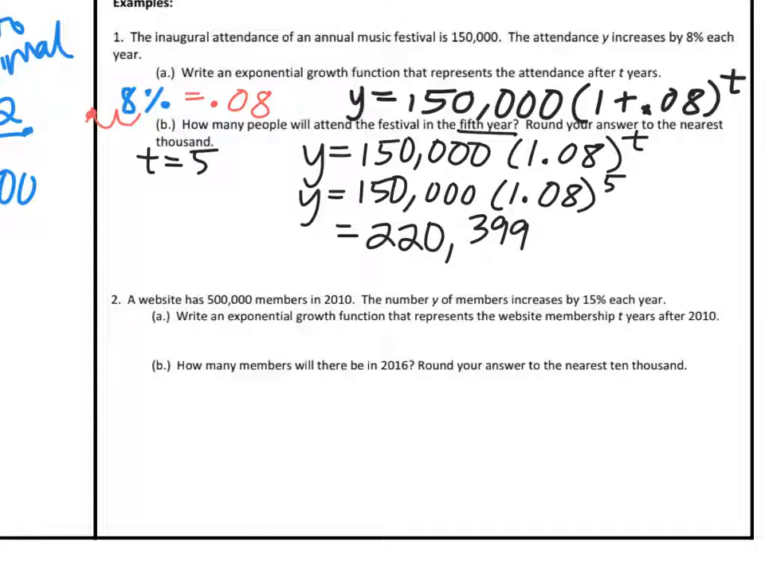Okay, nearest 1,000 is what we're rounding to, and so the 1,000 place is here, the 0. The number to the right of it is 4 or below, so we let it go. So it's going to be 220,000 people. Round it to the 1,000, so don't worry about the hundreds.